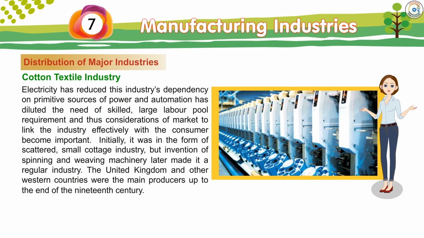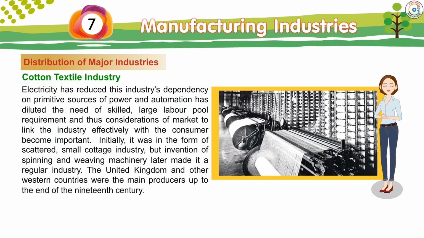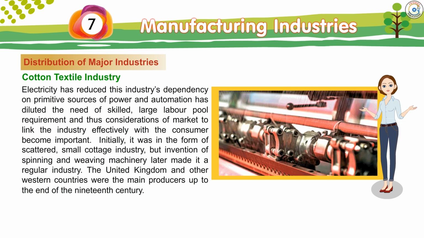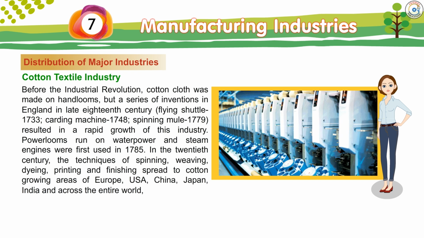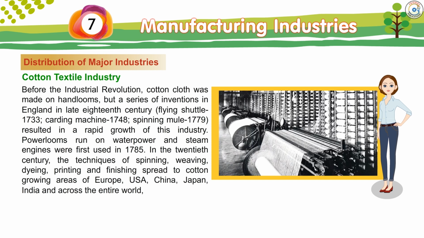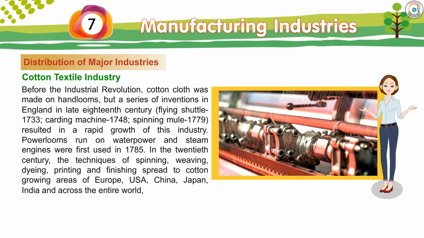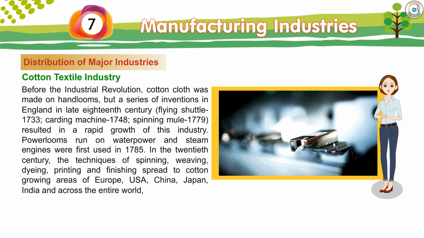Initially, it was in the form of scattered, small cottage industry, but invention of spinning and weaving machinery later made it a regular industry. The United Kingdom and other Western countries were the main producers up to the end of the 19th century. Before the Industrial Revolution, cotton cloth was made on handlooms, but a series of inventions in England in the late 18th century, flying shuttle 1733, carding machine in 1748, spinning mule 1779, resulted in a rapid growth of this industry.